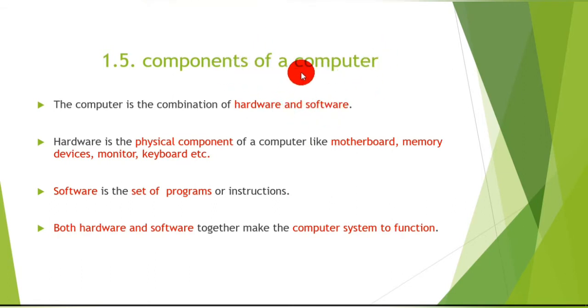What are the components of a computer? Hardware and software. What is meant by hardware? Hardware is the physical components attached to the computer. What are the physical components? Keyboard, mouse, wire, monitor, CPU, motherboard. The devices you can touch are all known as hardware.